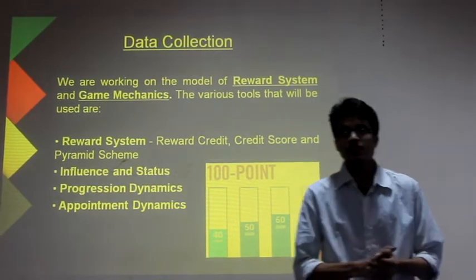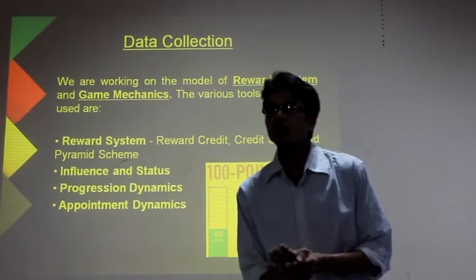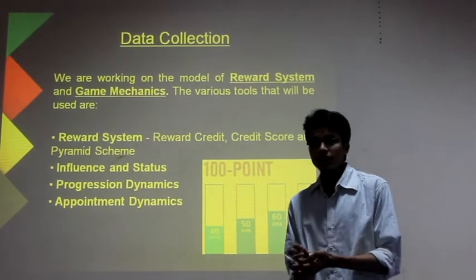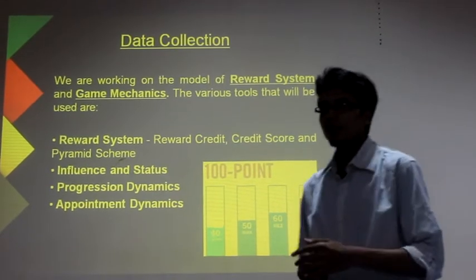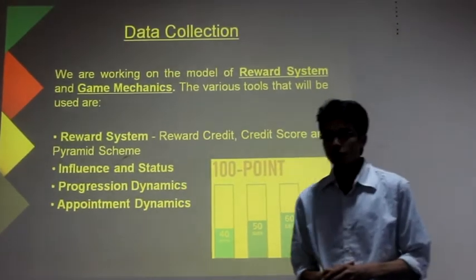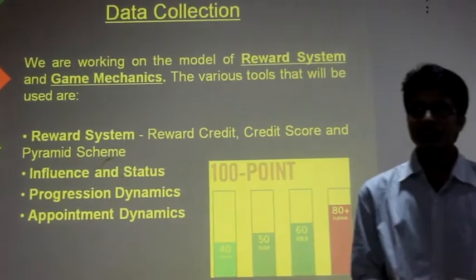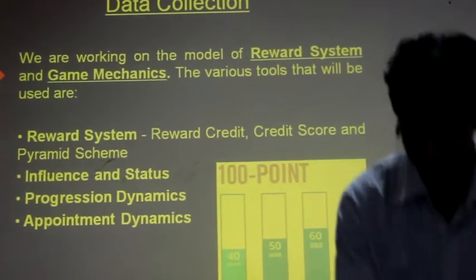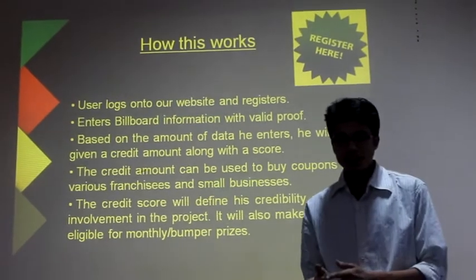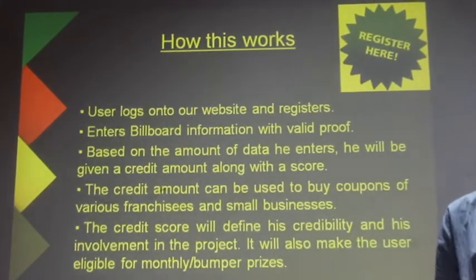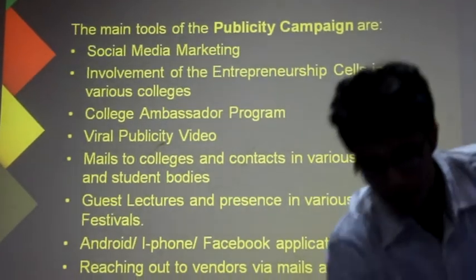The progression dynamics is basically a progression bar which will tell how much information a user has entered. So it will motivate him to make sure that he enters all the information. And the appointment dynamics works with the system of bonuses. So every time a user enters information, he will be given a timeline so that the sooner he enters the complete information, the more bonus points he gets. So this is the basic framework. The user logs in, enters billboard information, he will get bonuses. Then the credit amount can be used to buy coupons, and the credit score will define his credibility.